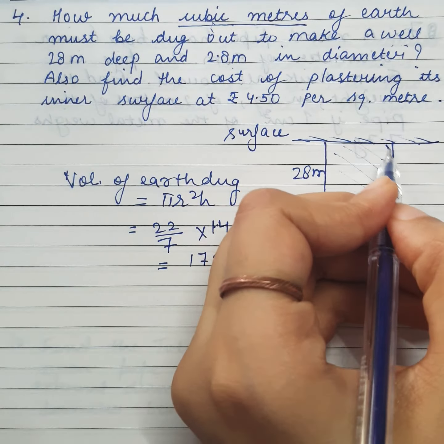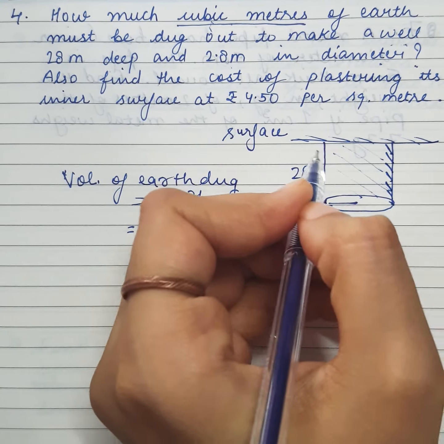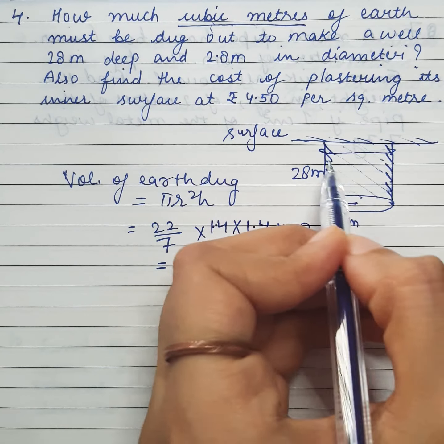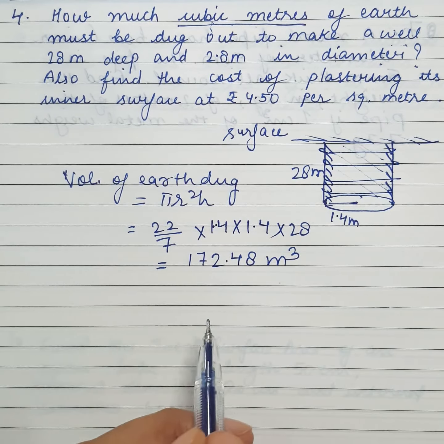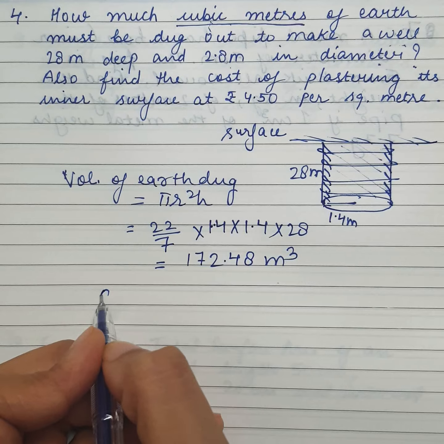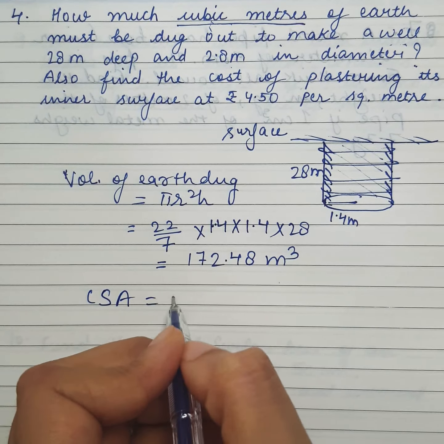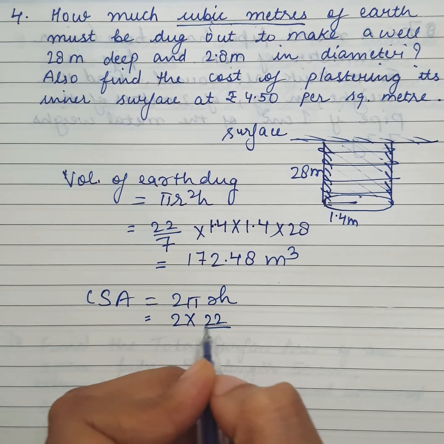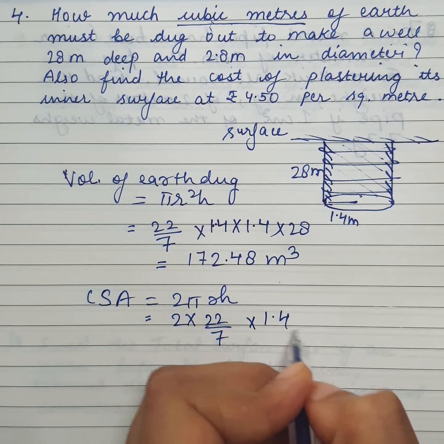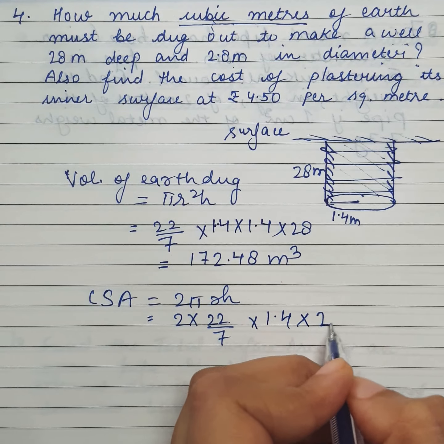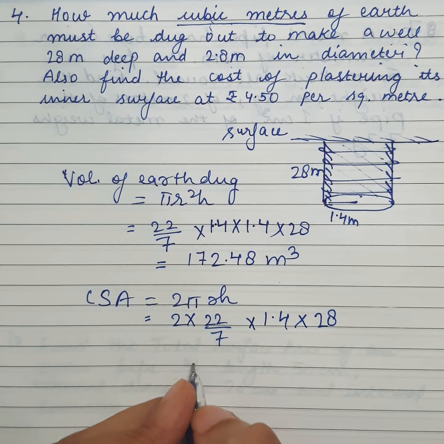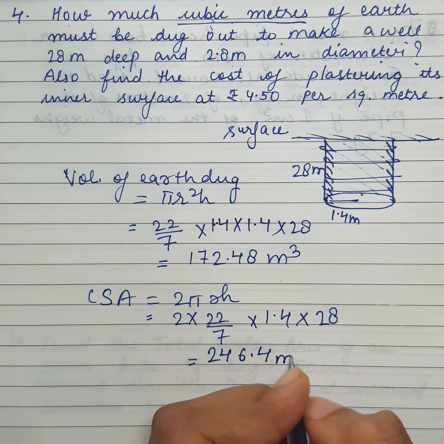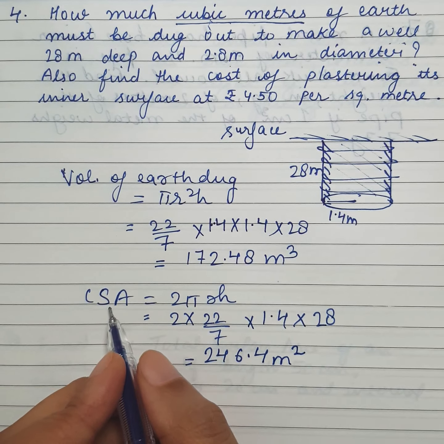Which will be the inner surface? Where we have to plaster, this area. So actually if we talk about the curved surface area only, the curved surface area is 2 pi r h, 2 into value of pi into r into h. After solving we will get 246.4 meter square, the unit of surface area.